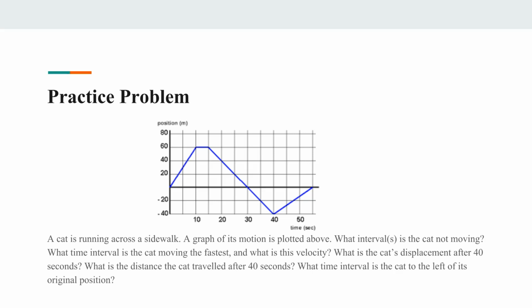What time interval is the cat moving the fastest, and what is this velocity? What is the cat's displacement after 40 seconds? What is the distance the cat traveled after 40 seconds? What time interval is the cat to the left of its original position? So we're going to assume that the cat's moving left and right.